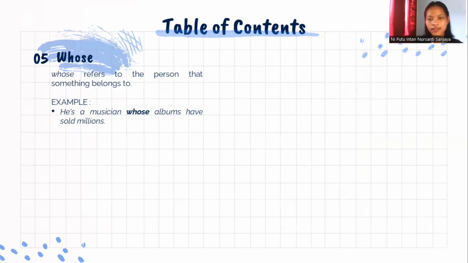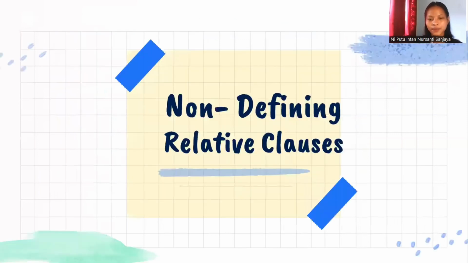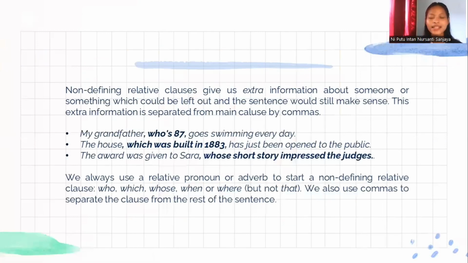Okay, the next material is non-defining relative clauses. Non-defining relative clauses give us extra information about someone or something which could be left out and the sentence would still make sense. This extra information is separated from the main clause by commas. For example, the award was given to Sarah, whose short story impressed the judge.